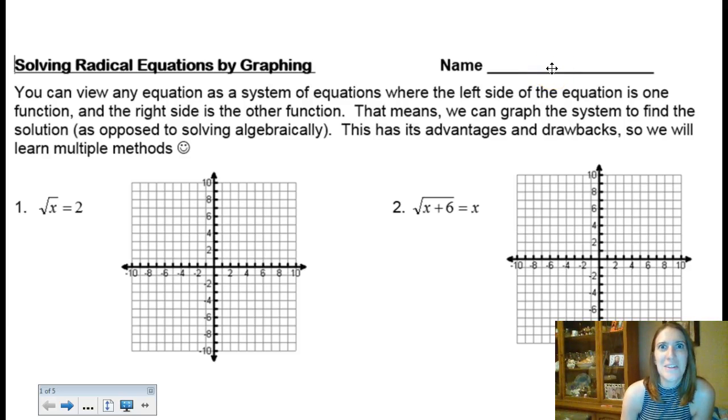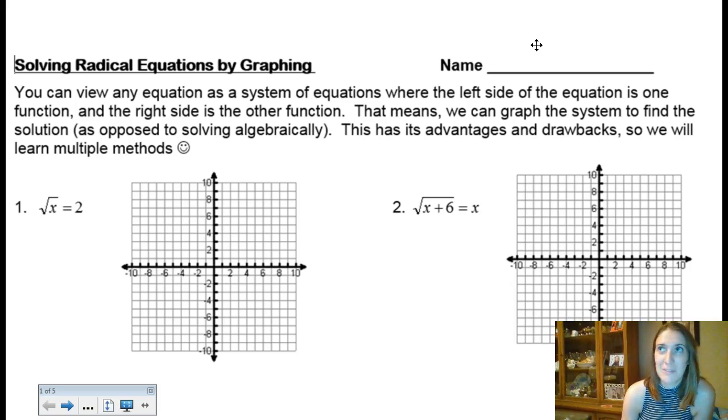So this is a good lesson for us to be utilizing technology. So if you have a TI-84 calculator or something equivalent to it, you want to get that out. We're going to be graphing a radical equation, and we're going to find its solutions through graphing.